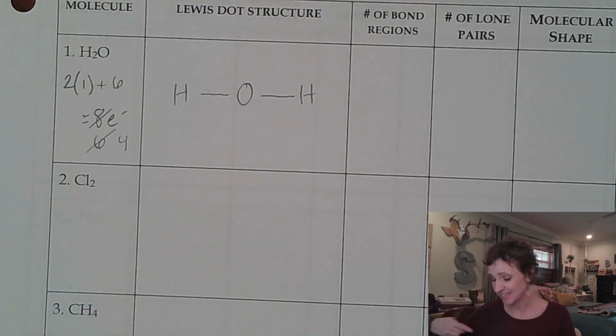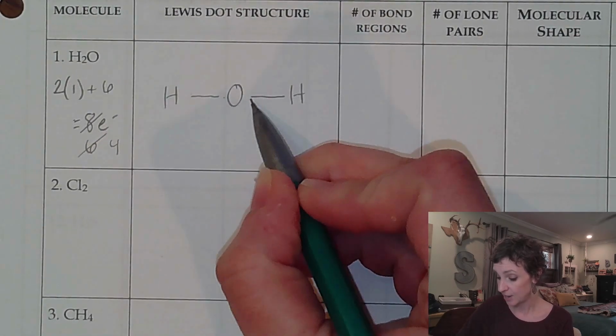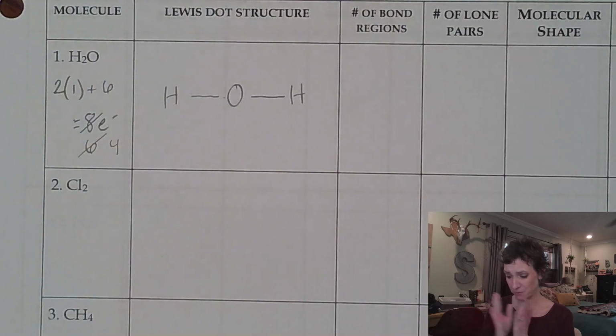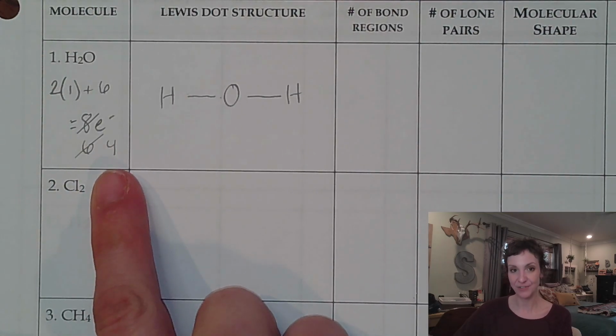Now we zone in on that central guy. We're looking at oxygen. He has 1, 2 from this bond line, 3, 4. He only has 4 valence electrons, and he will need 8. But luckily, you guys, I have the 4 leftover valence electrons from my electron counter that I can give to oxygen and make him feel happy.